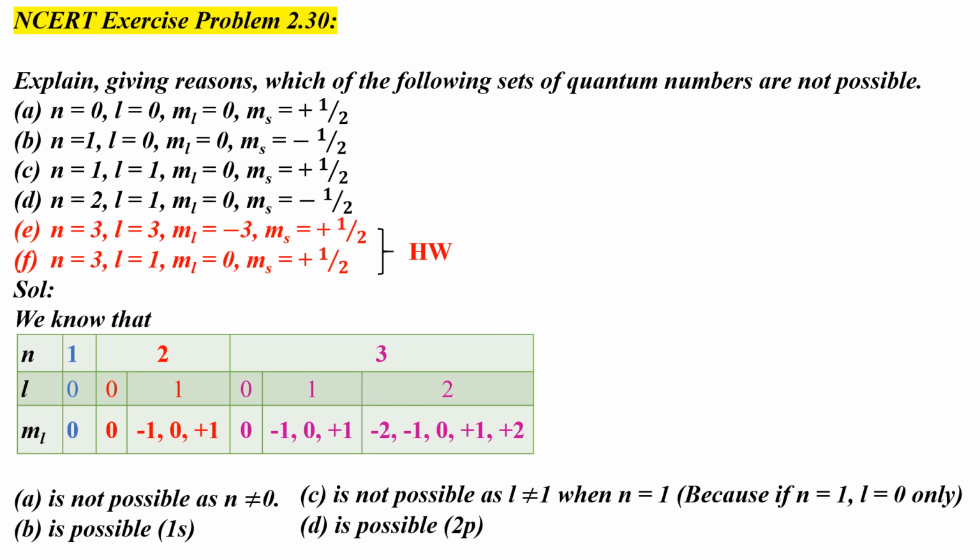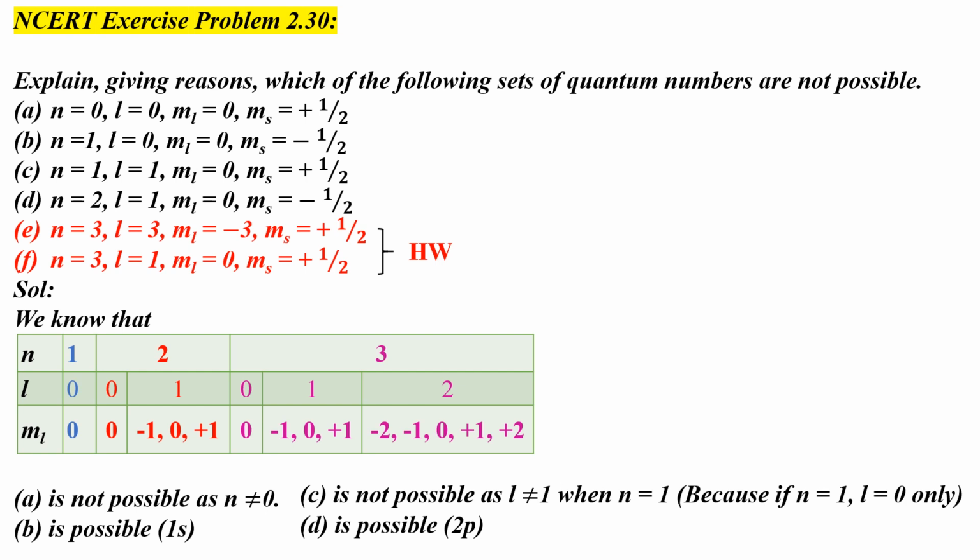When n is 2, L can have 0 and 1 values, and when L is 0, the value of ml would be 0. If the value of L is 1, then ml can have -1, 0 and +1. When n is 3, the possible values of L are 0, 1 and 2. When the value of L is 0, then the value of ml would be 0 only. When the value of L is 1, the value of ml can be -1, 0 and +1. When the value of L is 2, it can have 5 possible values. What are they? -2, -1, 0, +1 and +2.